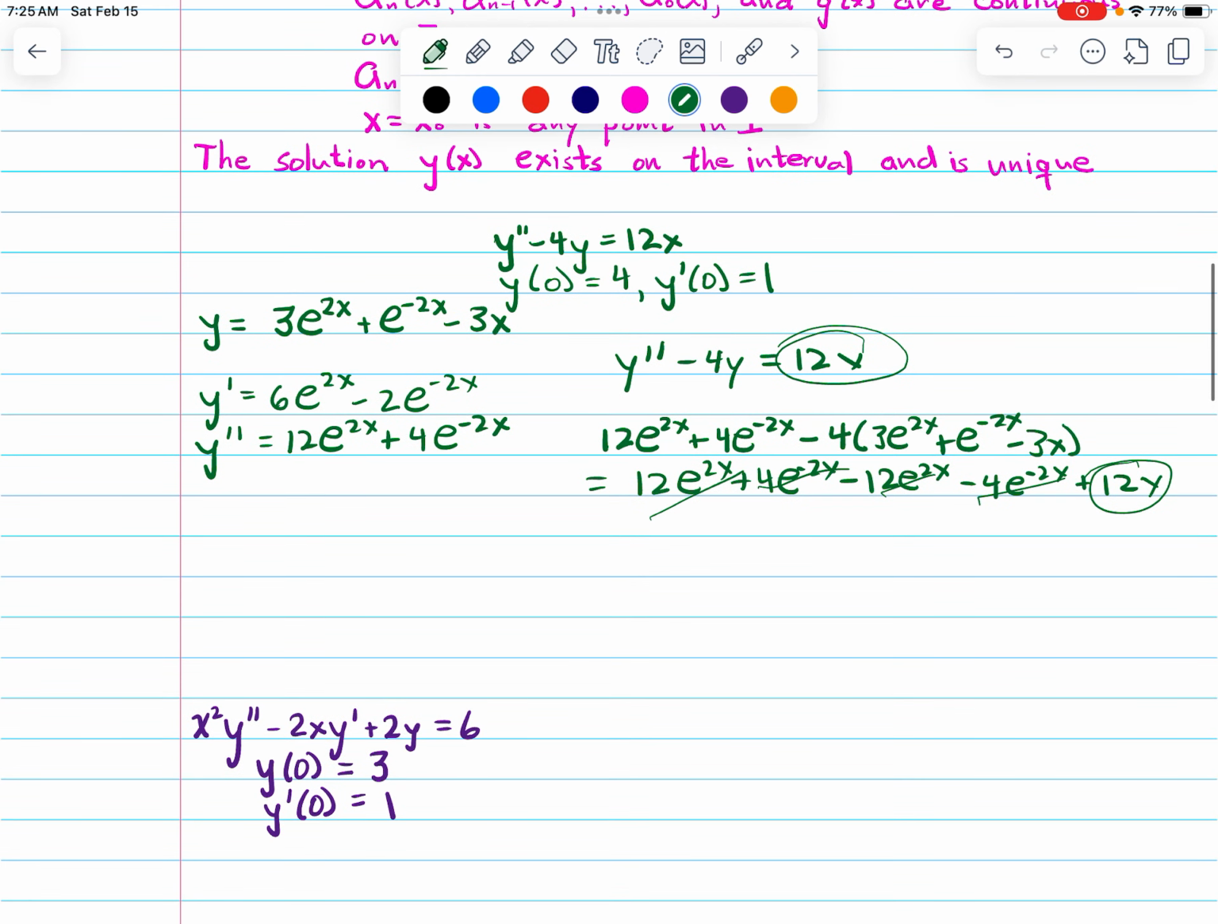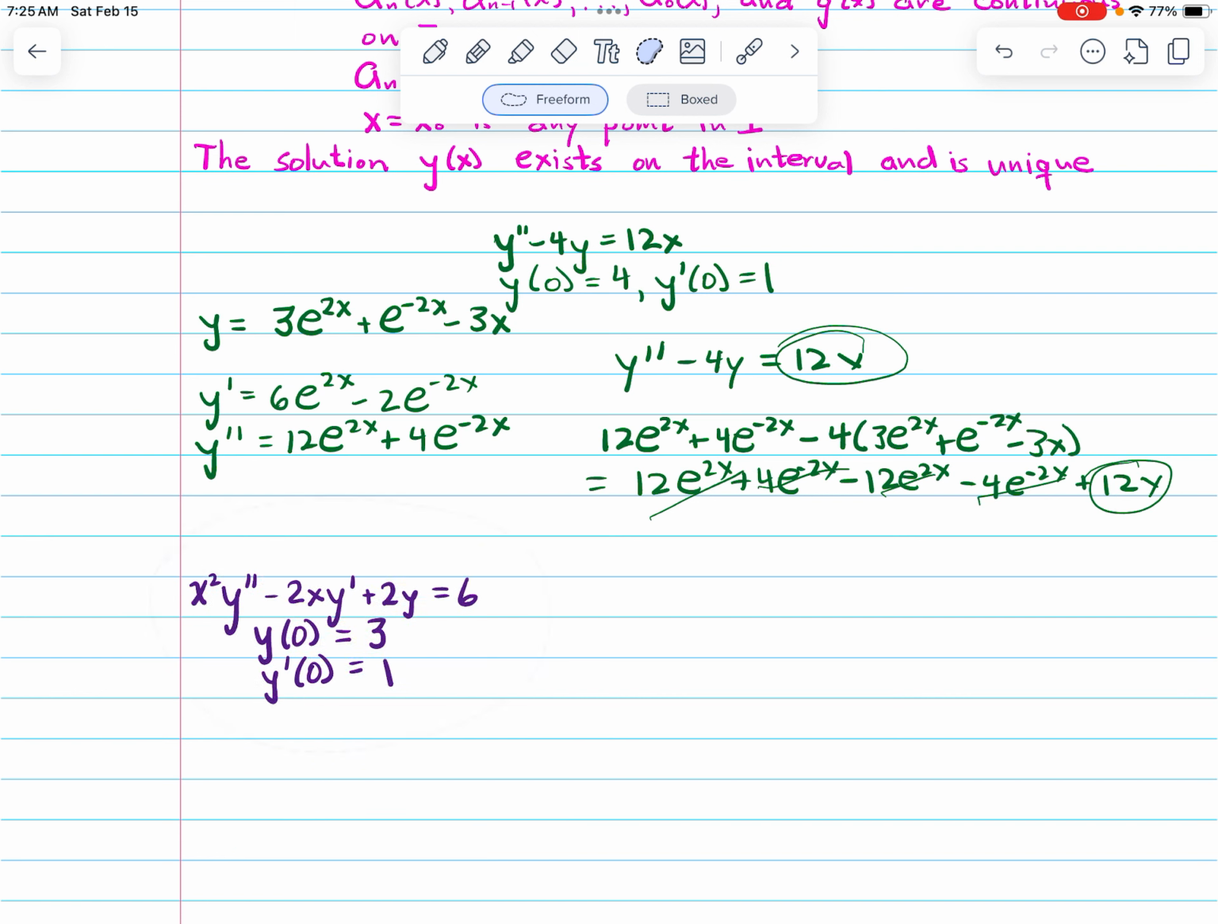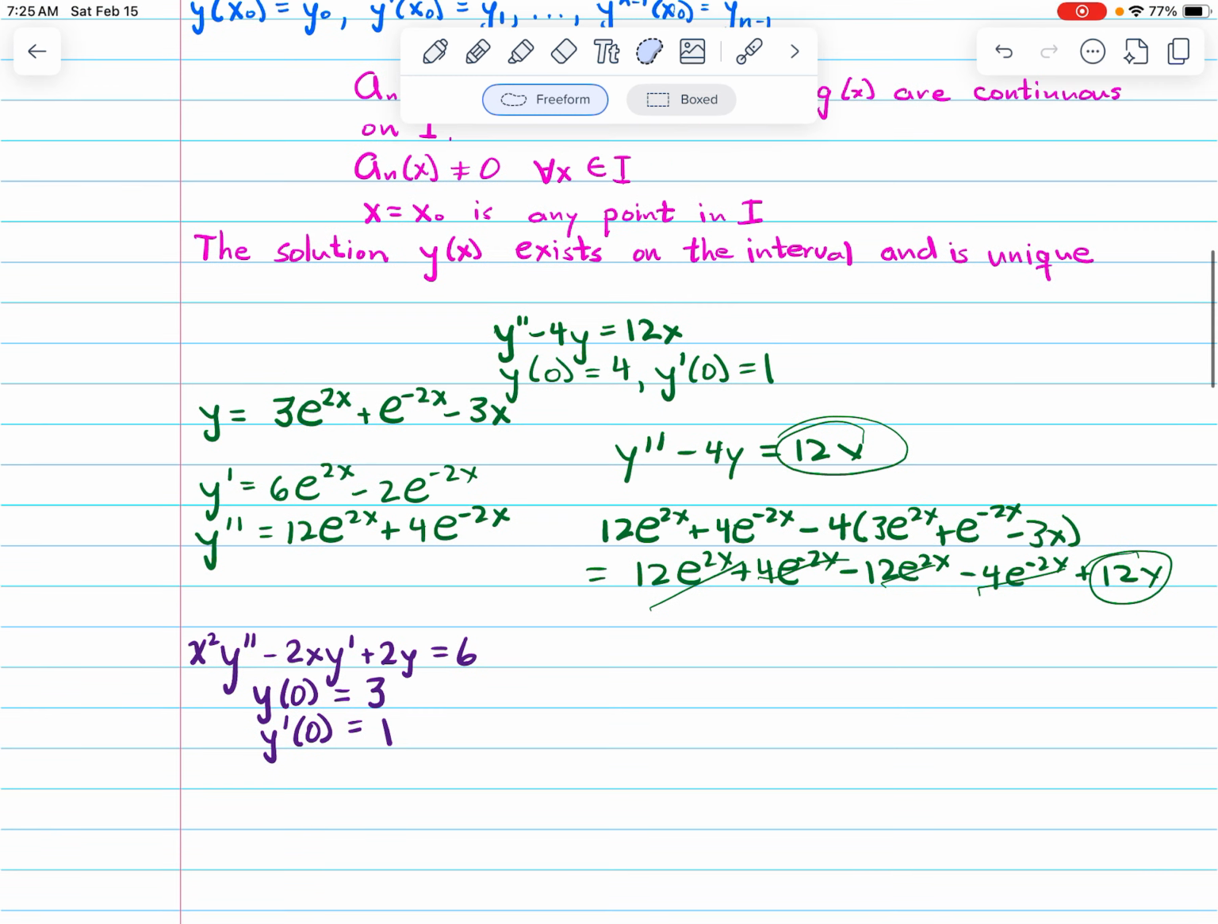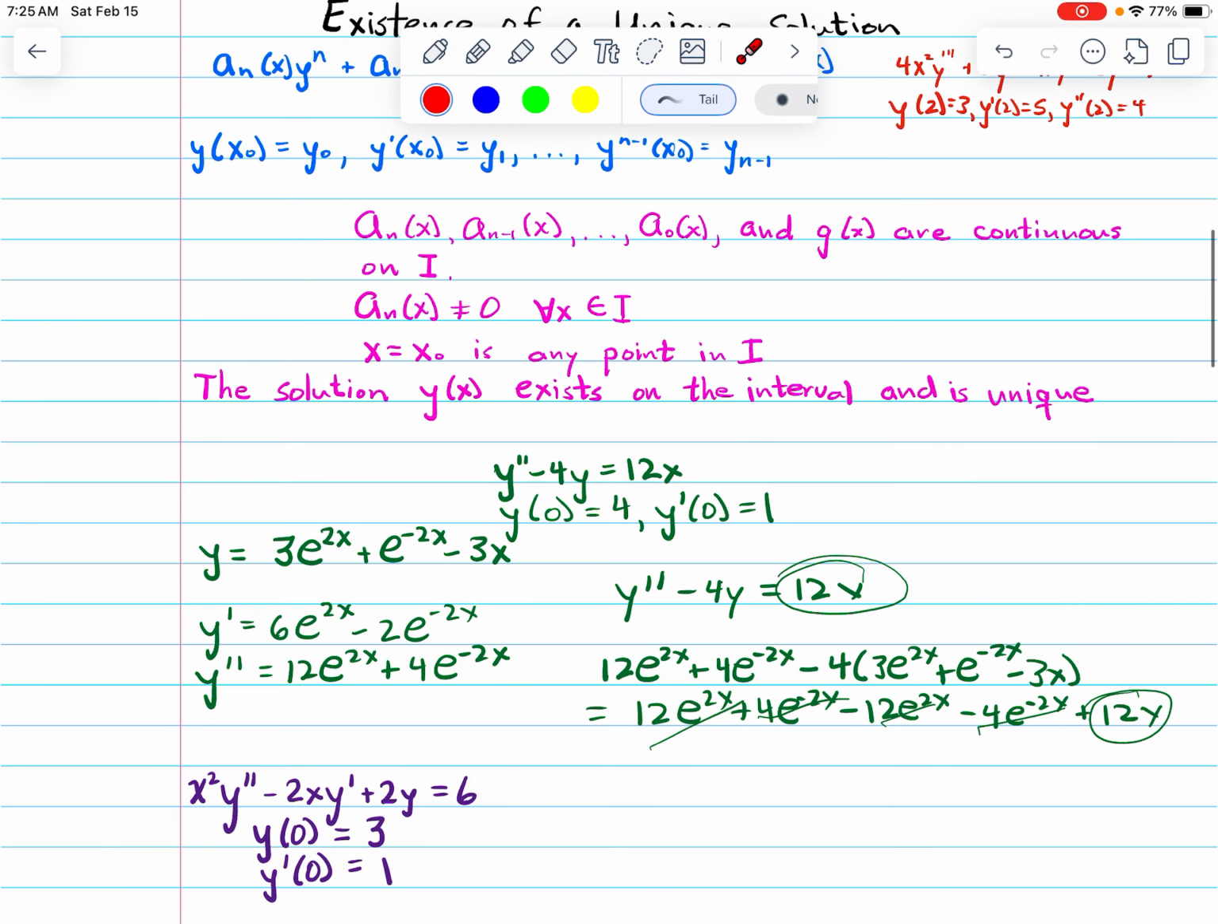Now, I want to look at this next one. We've got an initial value problem here, and notice we're plugging in a 0. But at 0, this coefficient of the y double prime is equal to 0.